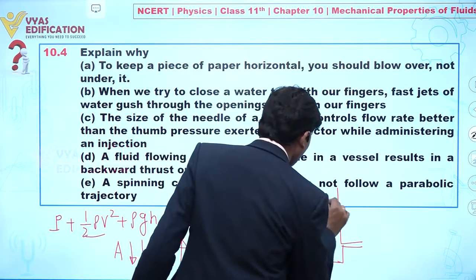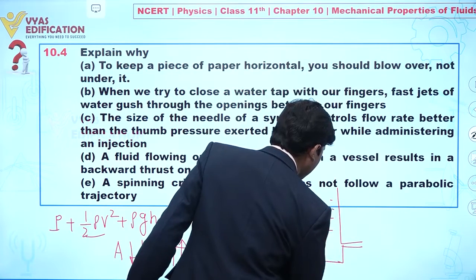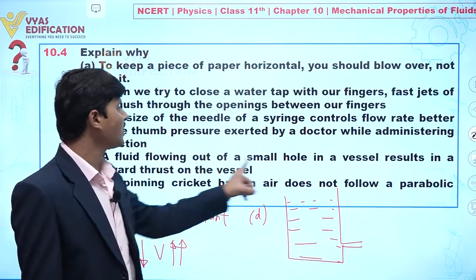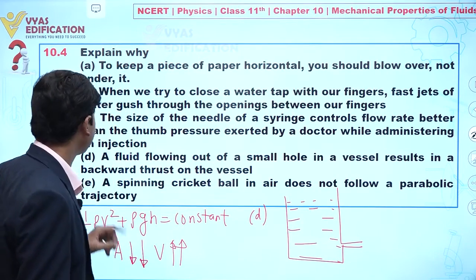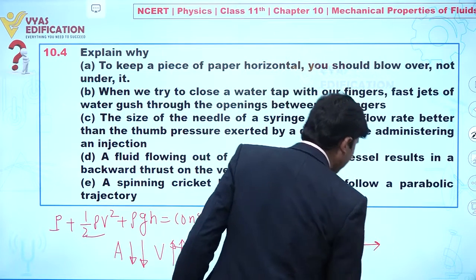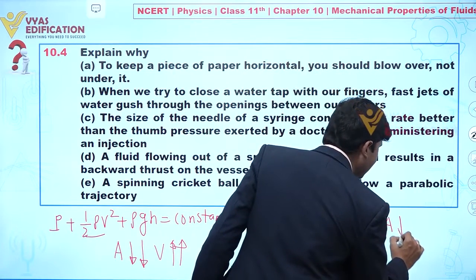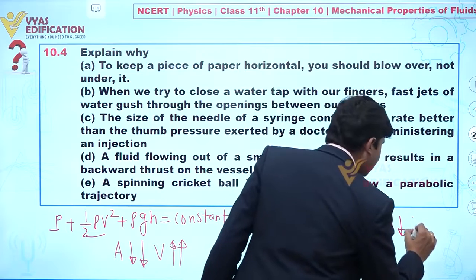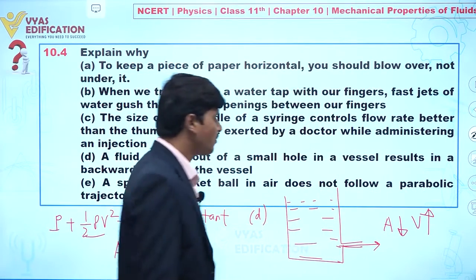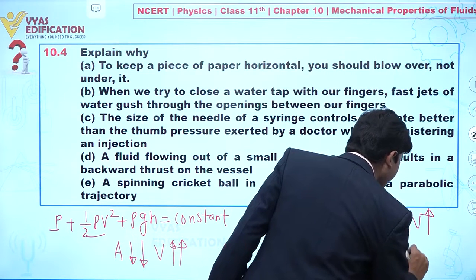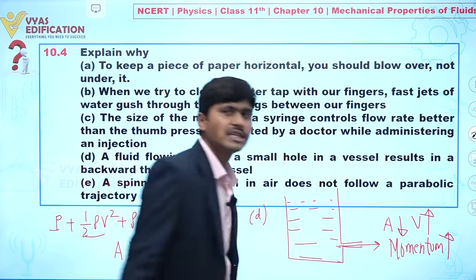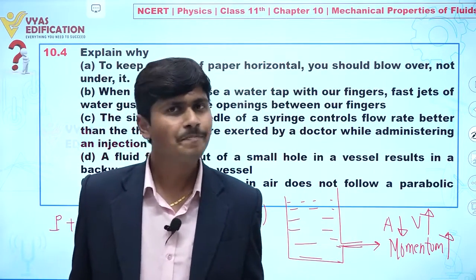Let's suppose we fill liquid up to this level, clear? And it is given a fluid flowing out of a small hole in a vessel results in a backward thrust. So we can say definitely when liquid is coming out from this hole, the area is less, clear? When area is less, I can say velocity will be more. When velocity is more, I can say momentum will be more, clear? Because linear momentum is defined as mass into velocity.